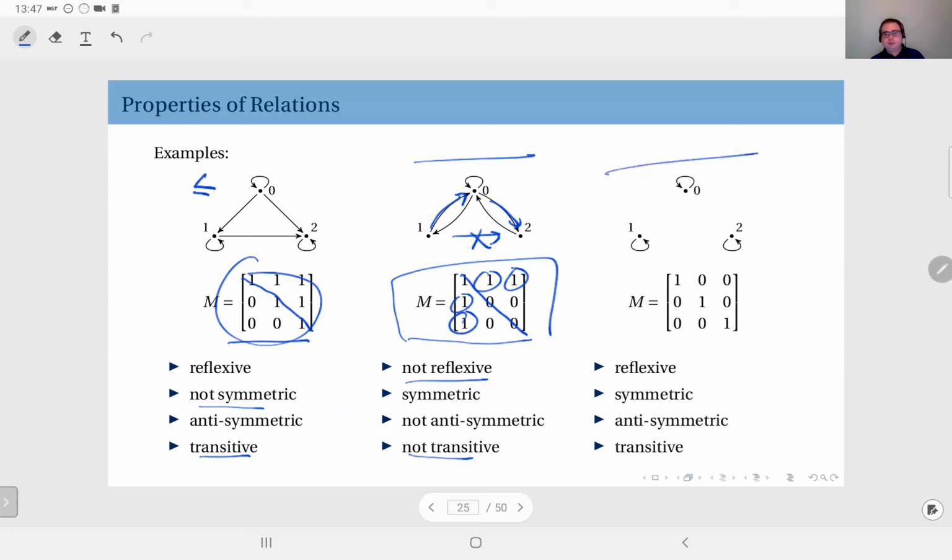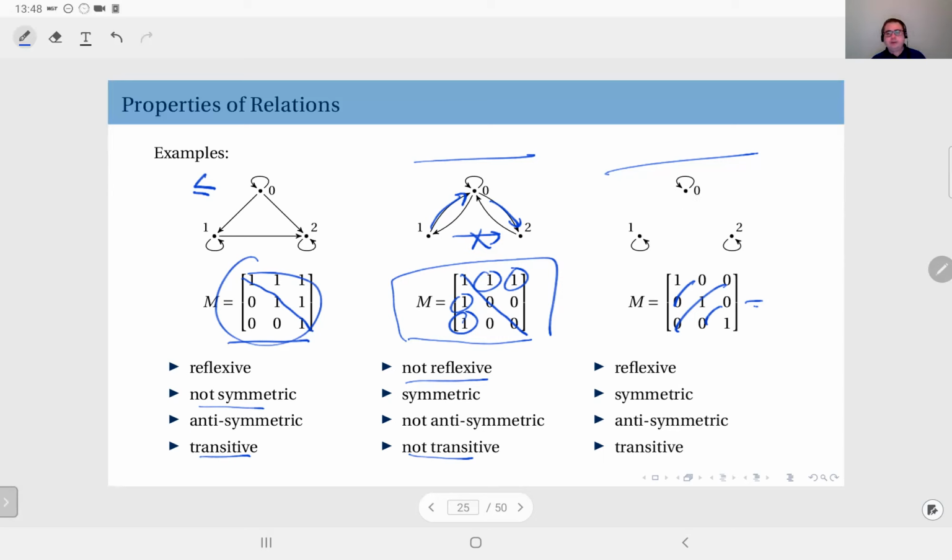And let's look at the third one. 0 is related to itself, 1 is related to itself, 2 is related to itself, and that's it. So the 0-1 matrix is the identity matrix, and it's clearly reflexive. All elements are related to themselves. It's clearly symmetric. The matrix is symmetric. And it's also anti-symmetric because I do not have any symmetric pairs of 1s. And it's also transitive because it satisfies the definition. I mean, I don't have any two-step paths, let's say, but it doesn't violate the definition.